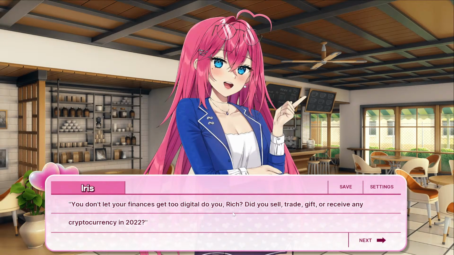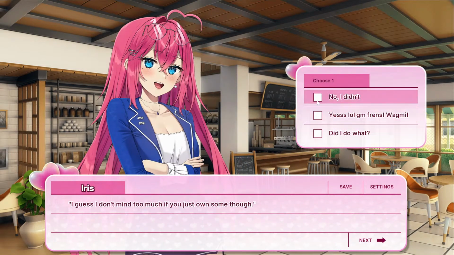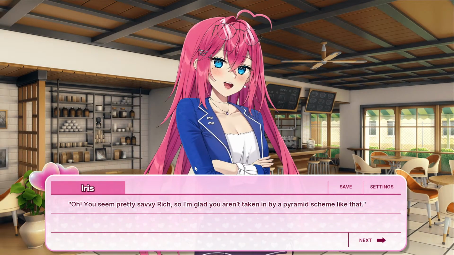You don't let your finances get too digital, do you, Rich? Did you sell, trade, blah, blah, blah? No, I did not. Oh, you seem pretty savvy, Rich. I'm glad you aren't taken by a pyramid scheme like that. Depending on what you want to do with cryptocurrency, sometimes it would be good to have some. But I guess it depends on what you want to do with it. If you just want to use it to trade to earn money or whatever, then maybe not.